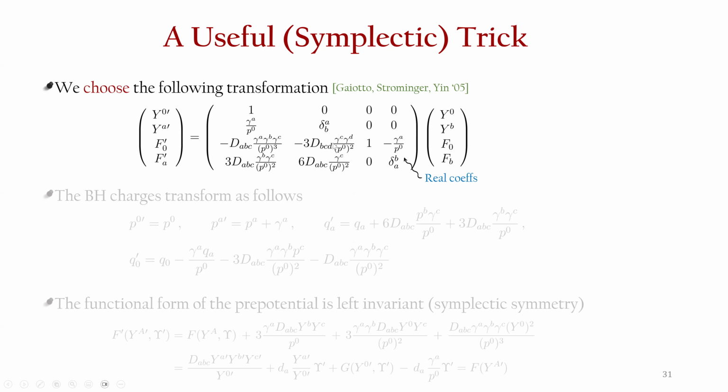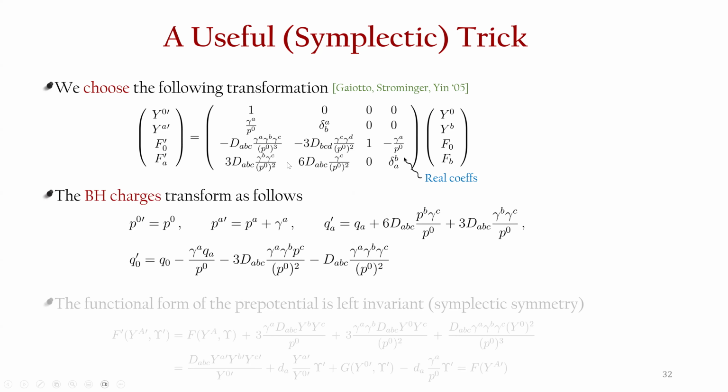If you translate this via the attractor equation into how the charges of my black hole transform, the important thing to notice is that the magnetic charges are unchanged, but the D0-brane charges are shifted. So this suggests that by choosing these gammas wisely, we can gauge away the D0-brane charge completely. And it is well known that a system with no D0-brane charge is simpler to solve.